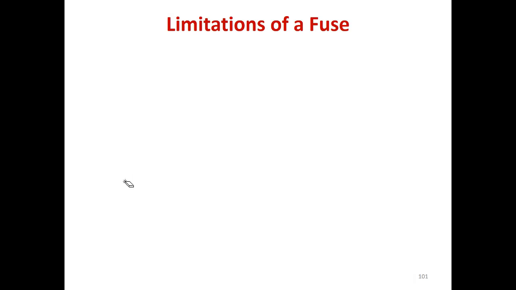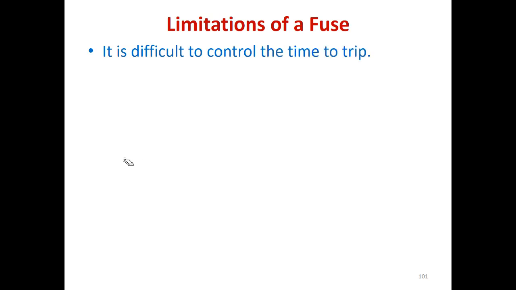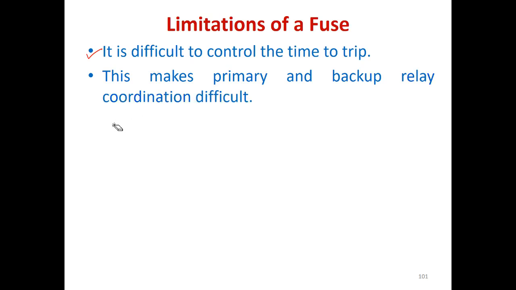What are the limitations of a fuse? It is difficult to control the time to trip. Really, in a fuse, it is difficult to control the time, because in case of an overcurrent relay, we can set the time, and exactly with that particular time delay, it will trip the circuit. And it is very helpful when the time delay is being used. This makes primary and backup relay coordination very difficult.